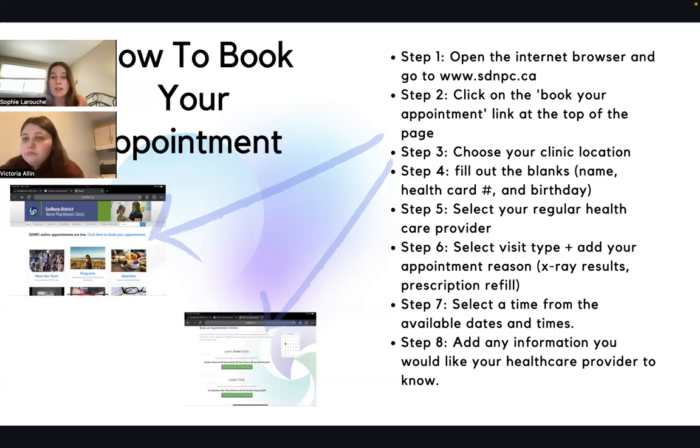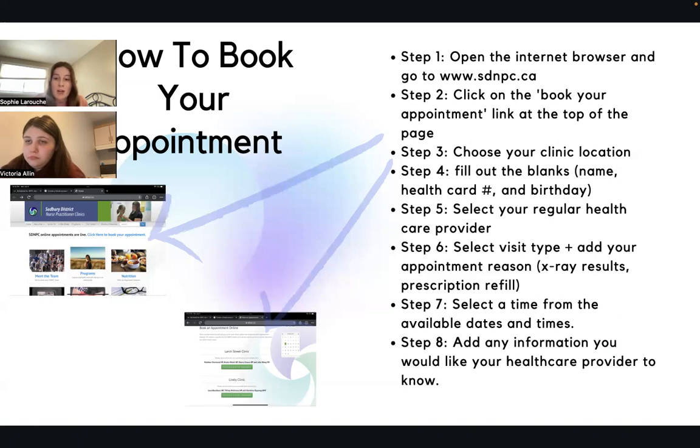After that, you're going to select your regular healthcare provider. So that's just the person that you regularly go see at the clinic, just so we know who you want to see, and we can book you that way. And then the next step is to select your visit type and add your appointment reason. So an appointment reason can be you would like to get your x-ray results back, you need a prescription refilled, anything like that. So you're going to put that in so your healthcare provider knows in advance kind of why you're coming in.